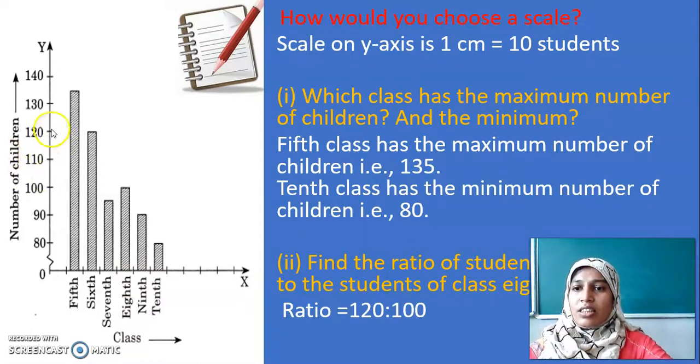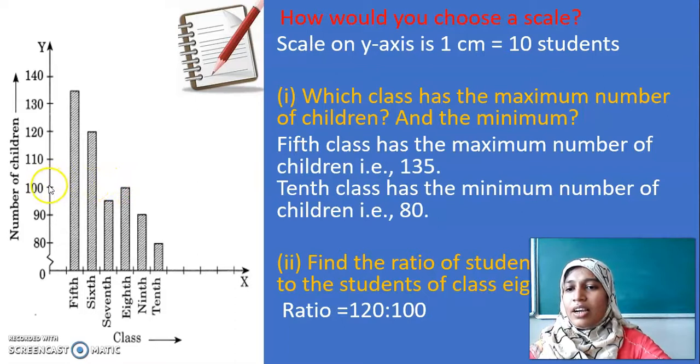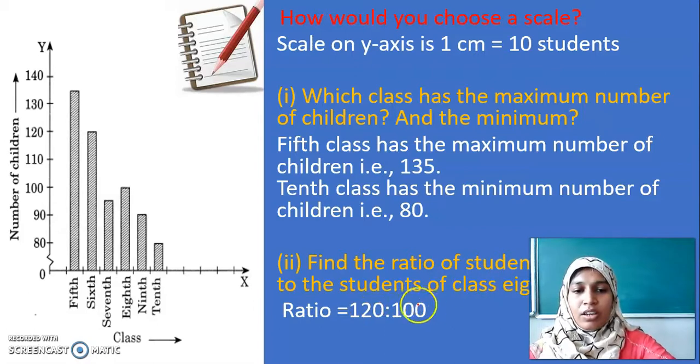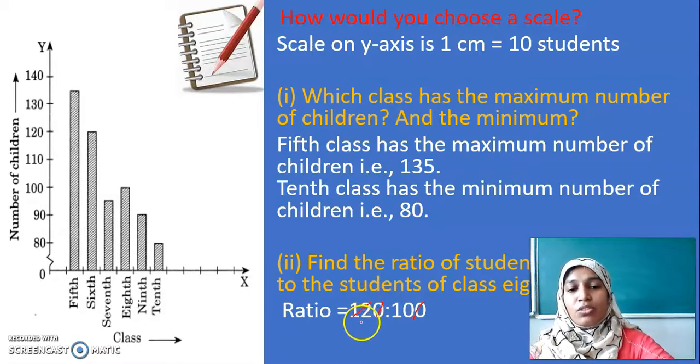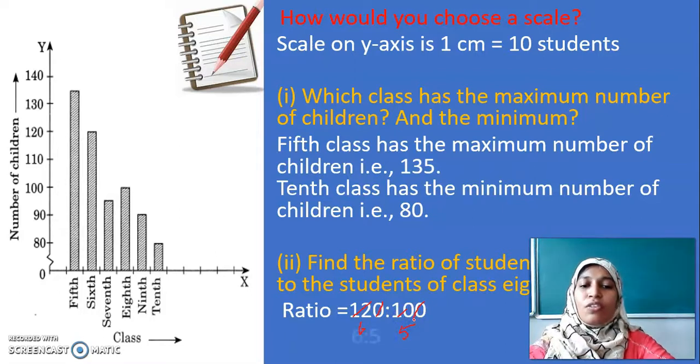Class 6 strength is 120. Class 8 strength is exactly 100. Here it is in the graph, or from the table also you can write. So if I cancel 0, 0, I will have 12 is to 10. Then if I divide it by 2, in the 2 times table, 2 sixes are 12, and 2 fives are 10. So the answer will be 6 is to 5.